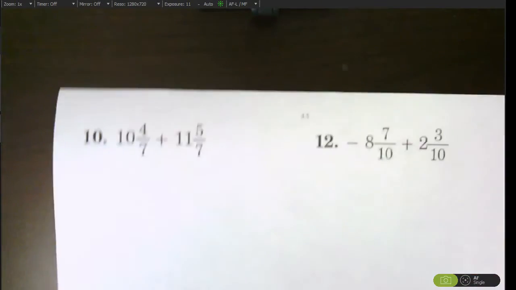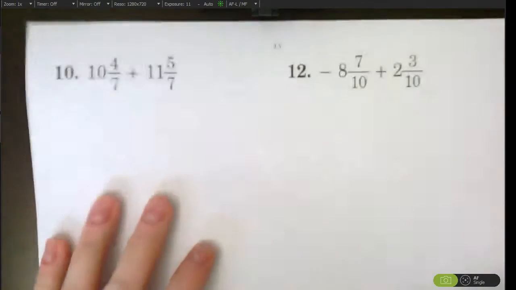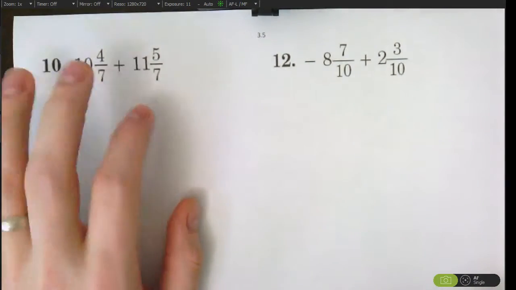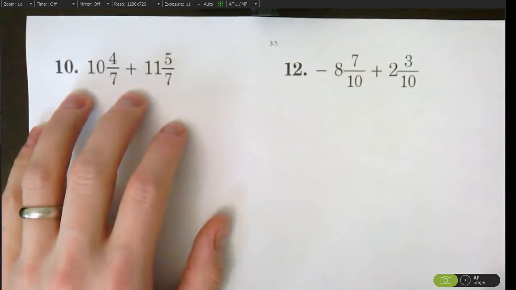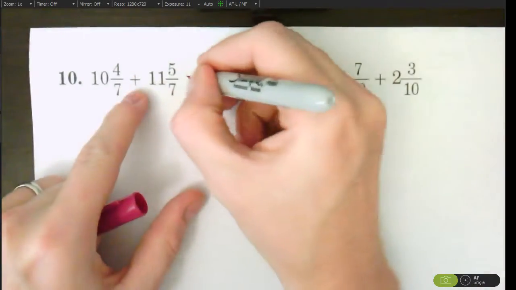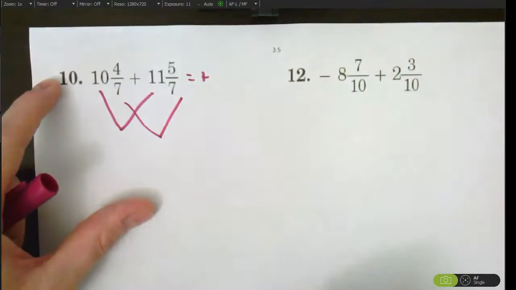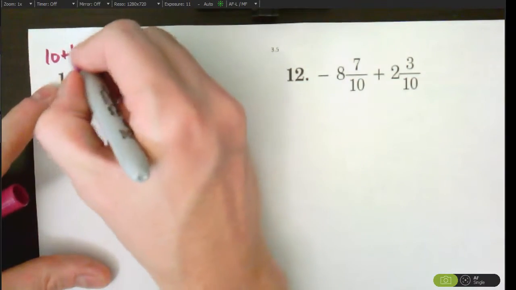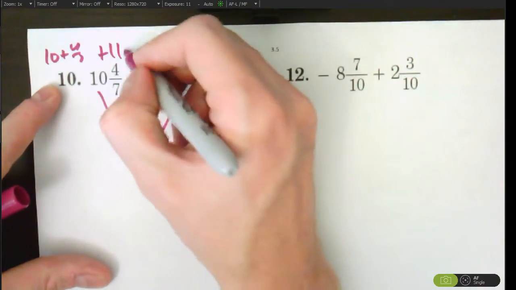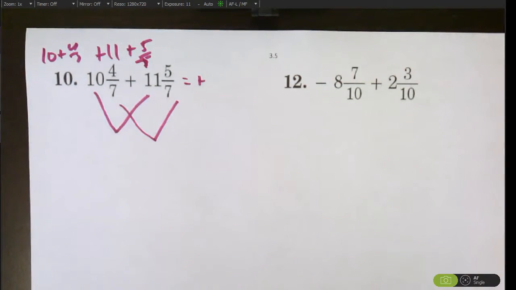Now, where things start to get messy with addition and subtraction is with mixed numbers. If they're both the same sign, which is what these two are, you're in good luck. It's going to stay the same sign, and all you have to do then is add the non-fraction part and the fraction part. That's because 10 and 4/7 really means 10 plus 4/7, and 11 and 5/7 is 11 plus 5/7. So that's all that really means. So we're just adding those parts.